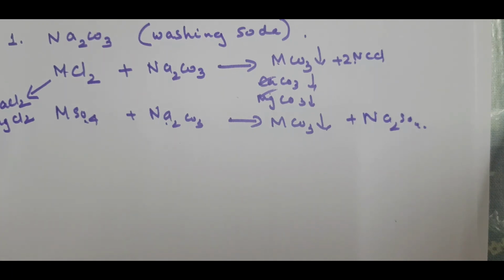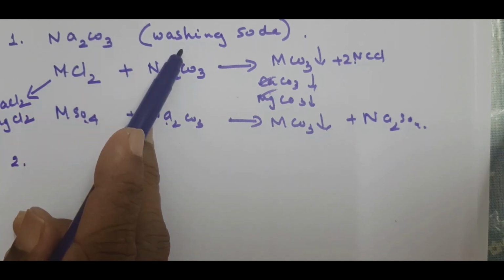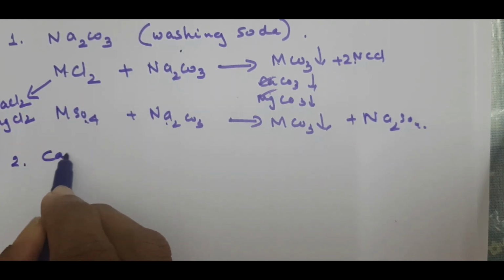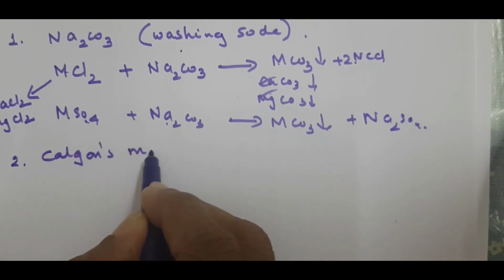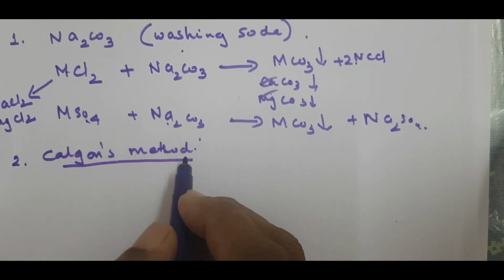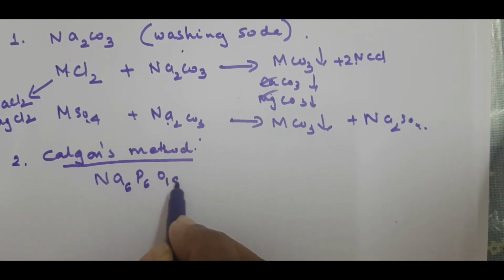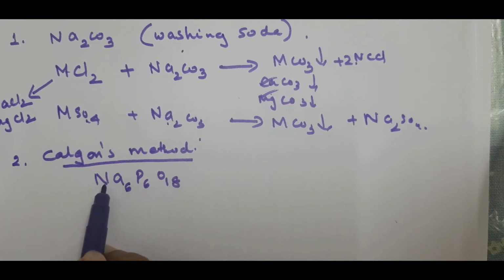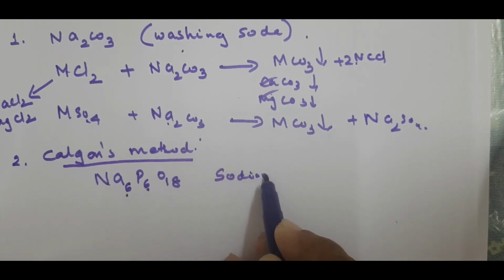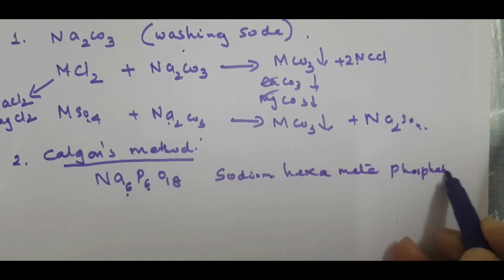Okay, you have to study only one or two. Now, the second method. So, the first method for the permanent hardness removal is with the washing soda. Now, the second method you call Calgon's method. Now, actually, what is Calgon? Calgon is Na6P6O18. It is called sodium hexametaphosphate. This is called Calgon.